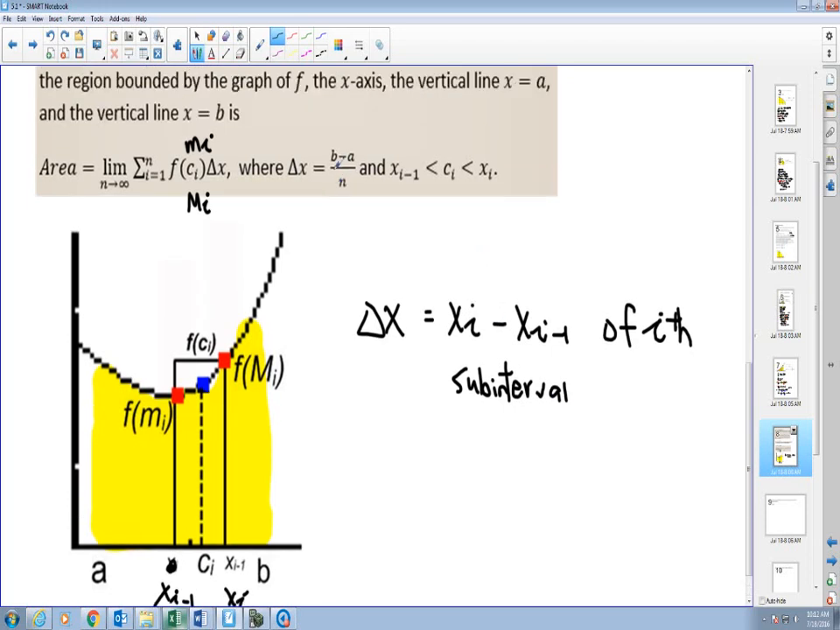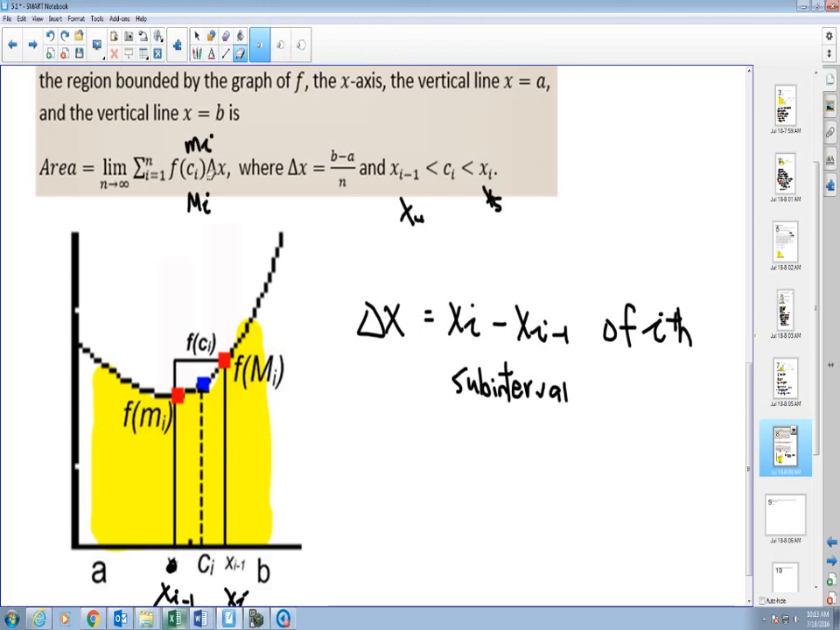The delta of x equal to b minus a divided by n is basically telling us that all the subintervals have an equal width. But this c sub i is actually going to be between two x values. So if this is the fifth x value, then the one before that must be the fourth. So I can pick another x value in between these two.